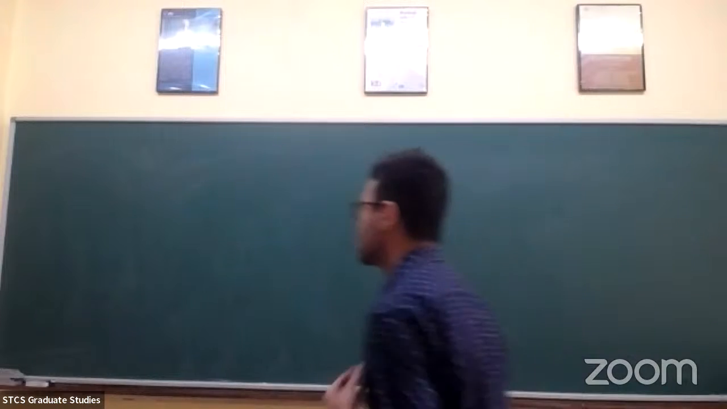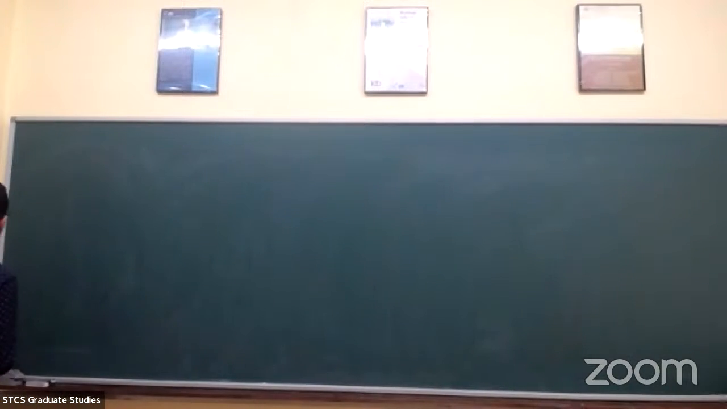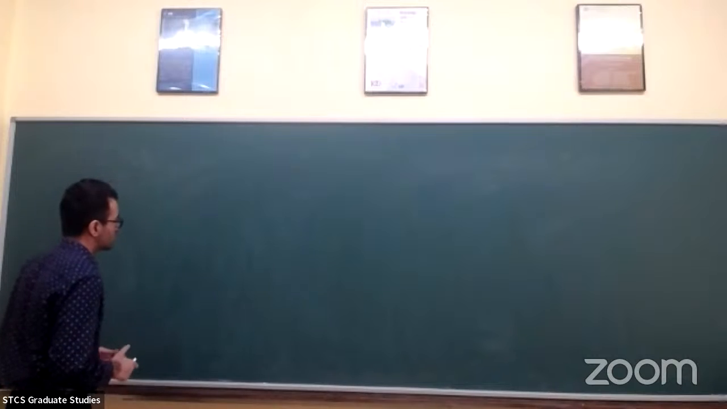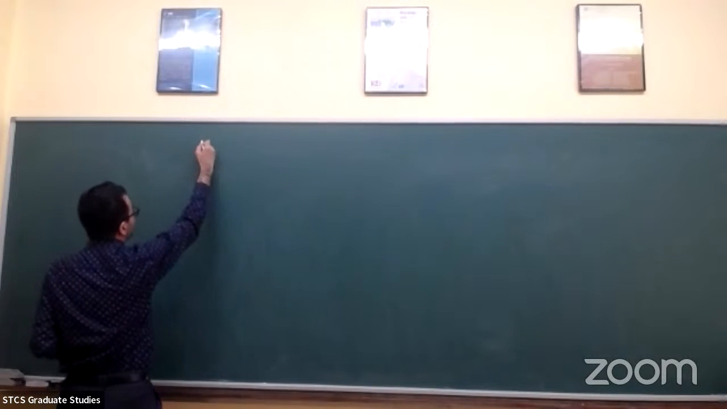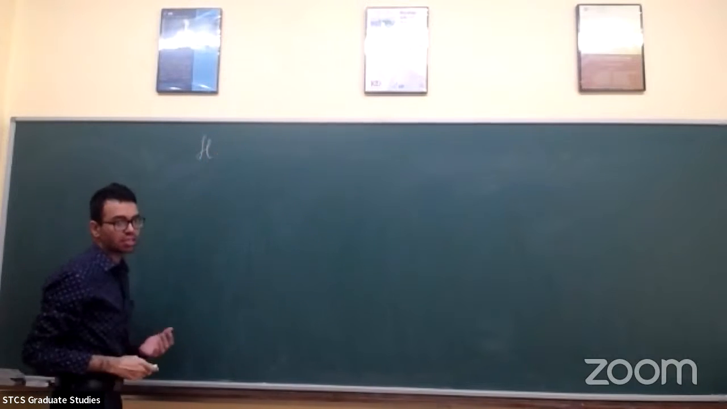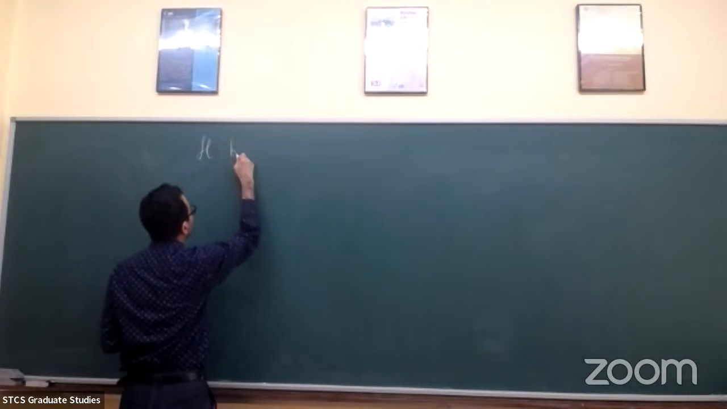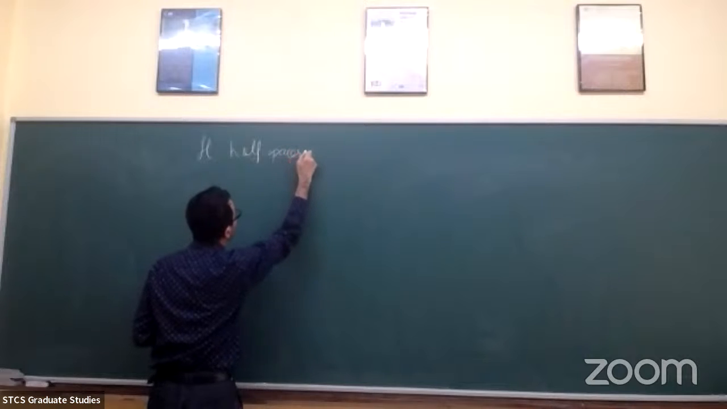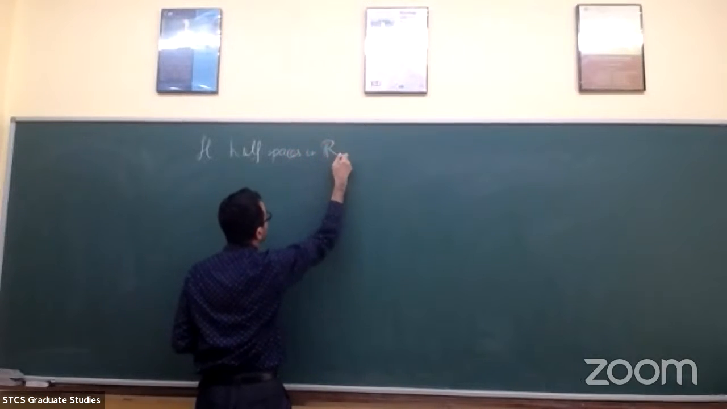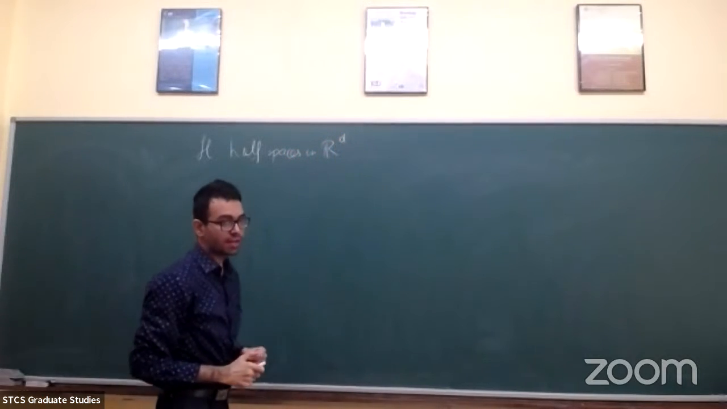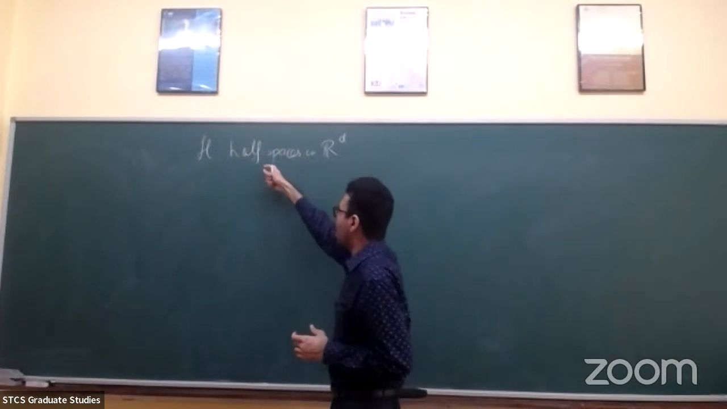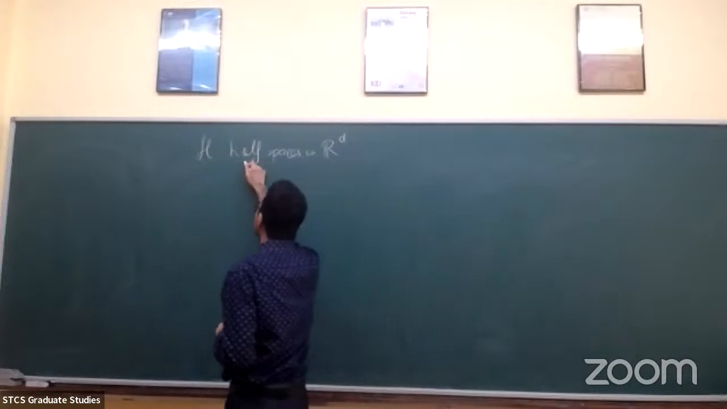Right. So here is the setup for today. We have some linear function which we are trying to learn. In particular, we have our hypotheses, which are half spaces in R^d. And we will pretend that these half spaces are homogeneous.